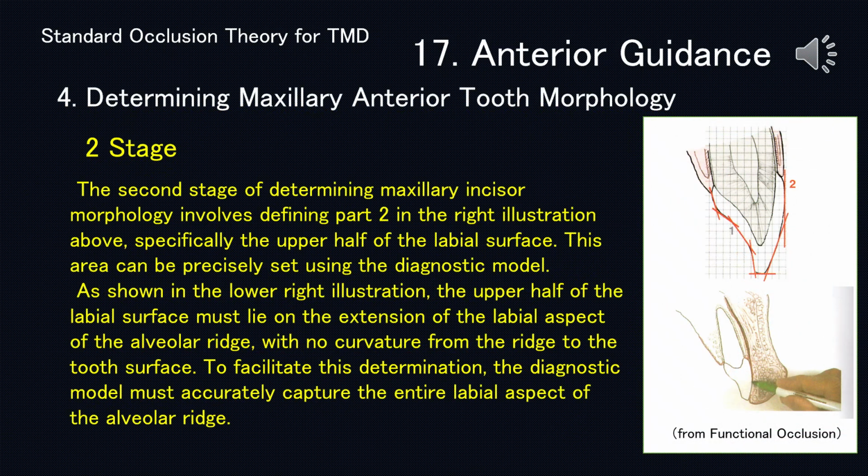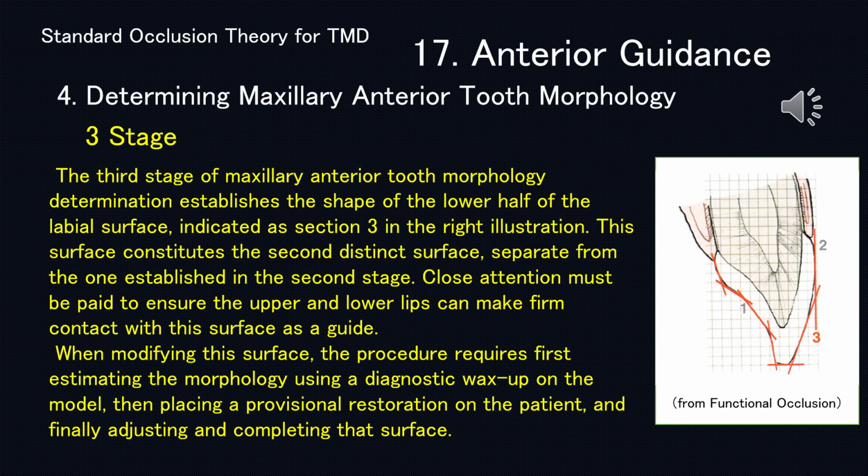Second stage. The second stage of determining maxillary incisor morphology involves defining part 2 in the right illustration above, specifically the upper half of the labial surface. This area can be precisely set using the diagnostic model. As shown in the lower right illustration, the upper half of the labial surface must lie on the extension of the labial aspect of the alveolar ridge, with no curvature from the ridge to the tooth surface. To facilitate this determination, the diagnostic model must accurately capture the entire labial aspect of the alveolar ridge.